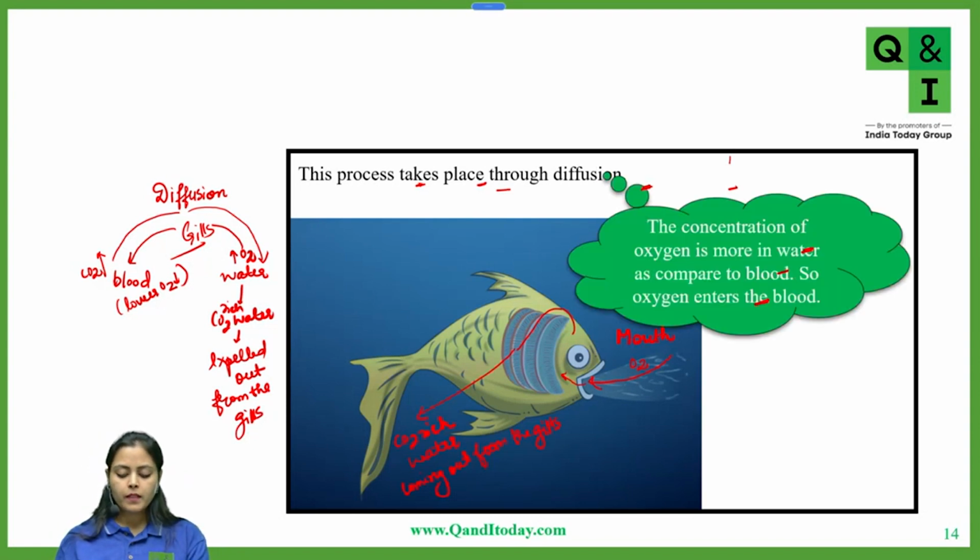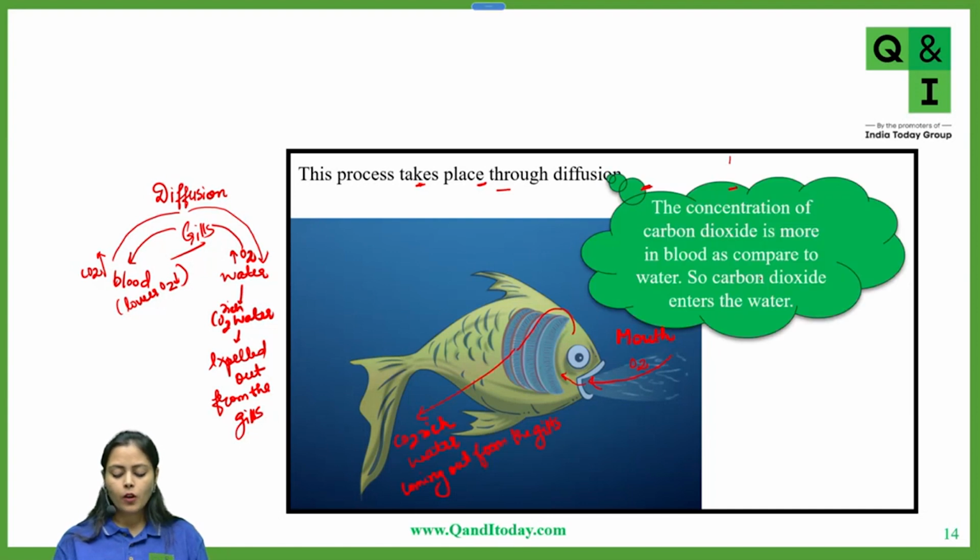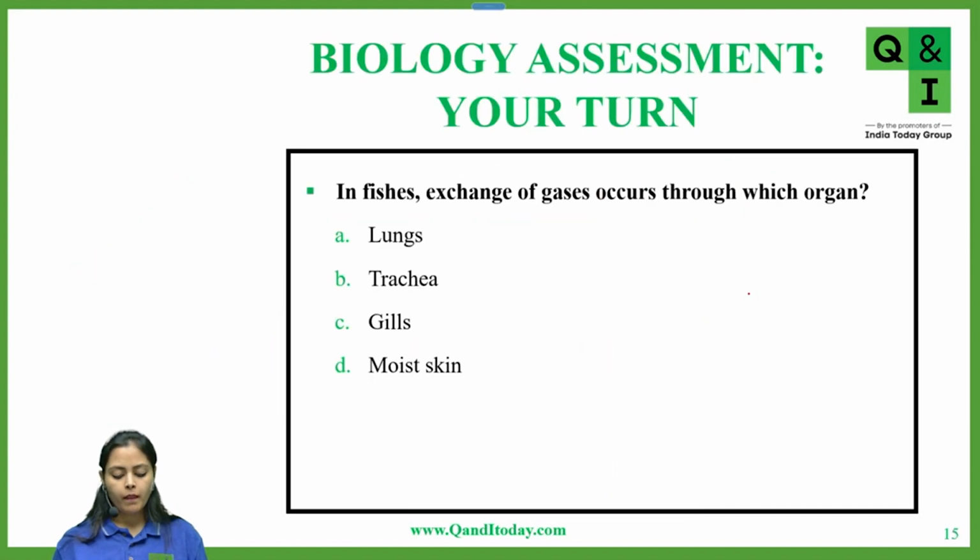This we have already discussed: the concentration of oxygen is higher in water as compared to blood, so oxygen enters the blood. Whereas the concentration of carbon dioxide is higher in blood as compared to water, so carbon dioxide enters the water. Now solve this question, everyone.